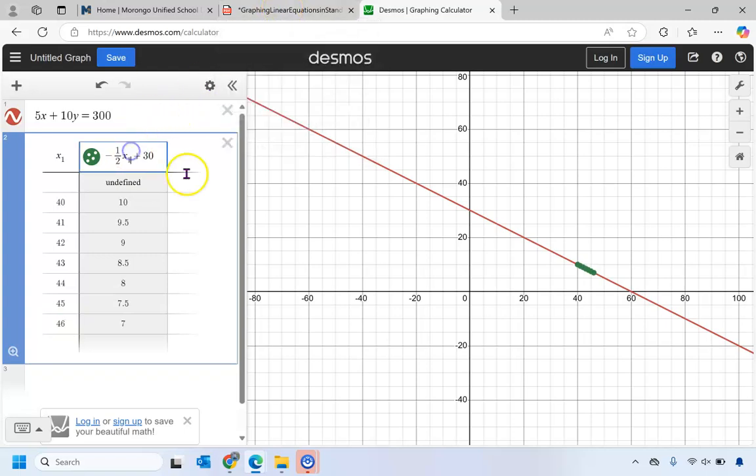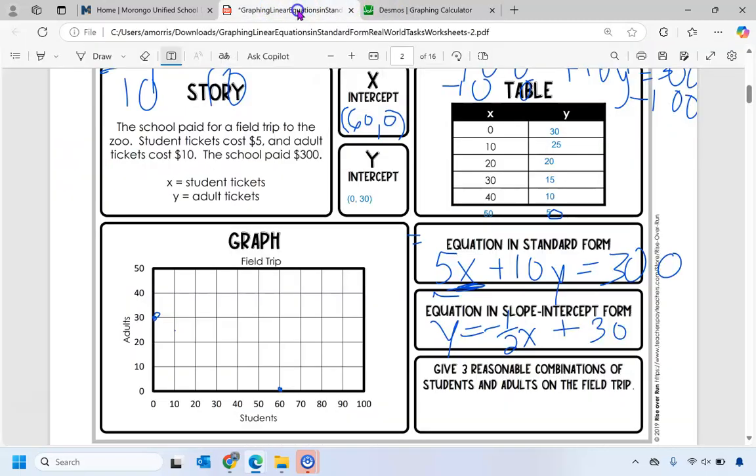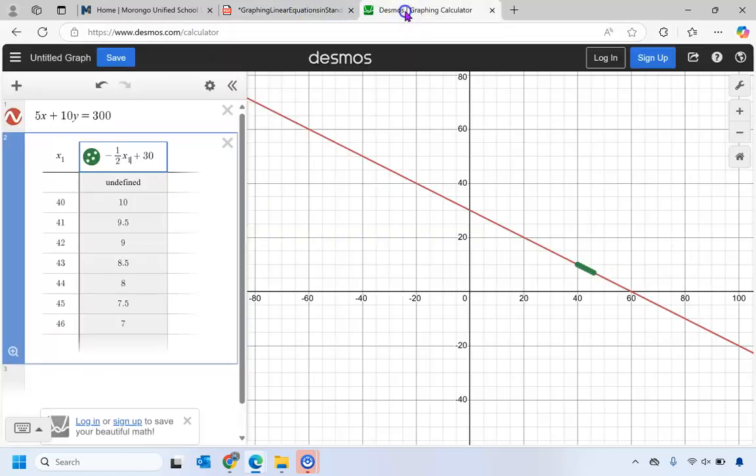And then how I type this in, I just typed in slope-intercept form. And then make sure that this says x. If this says x sub 1, you put x sub 1. If this says x sub 2, okay, then this needs to also be x sub 2, okay?